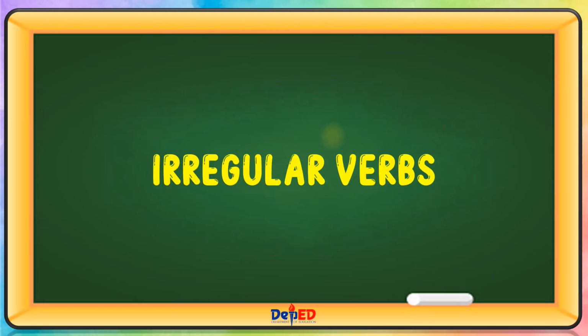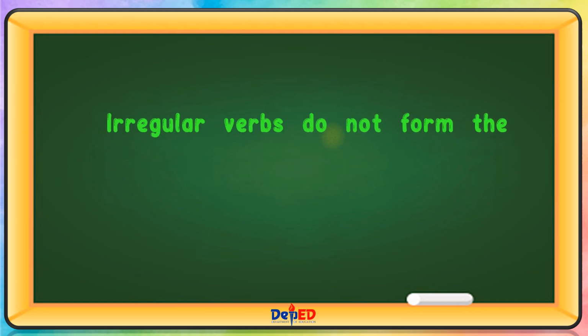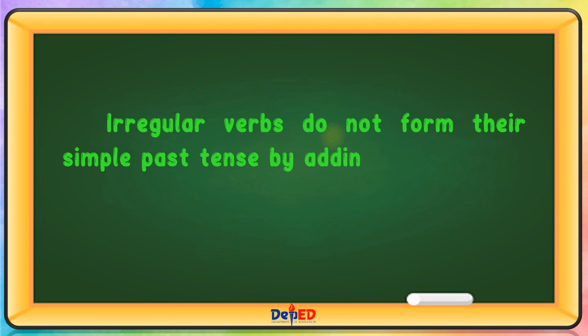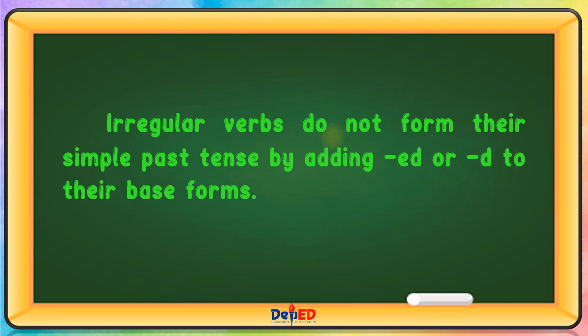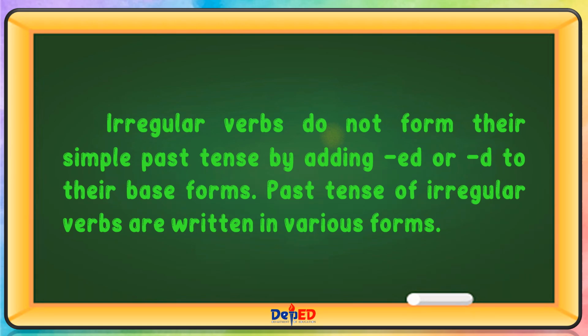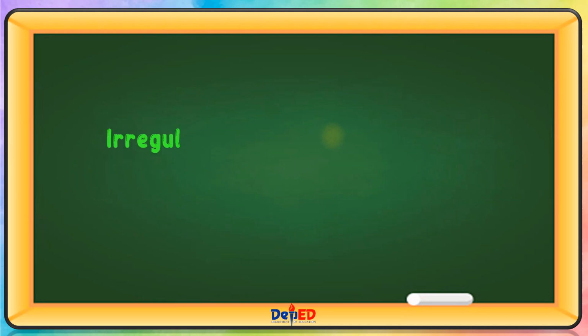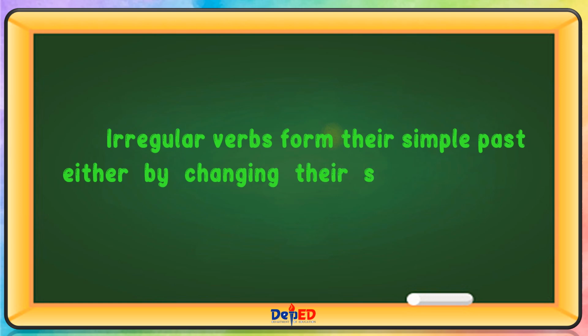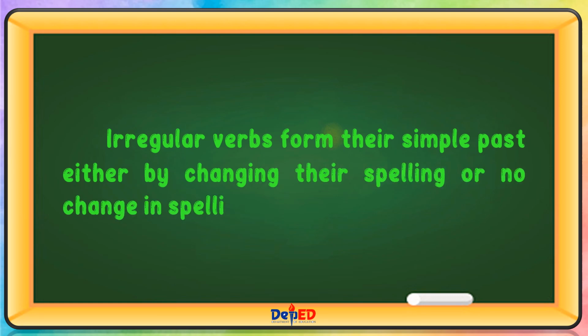Irregular verbs. Irregular verbs do not form their simple past tense by adding ed or d to the base forms. Past tense of irregular verbs are written in various forms. Irregular verbs form their simple past either by changing their spelling or no change in spelling. Study the chart below.